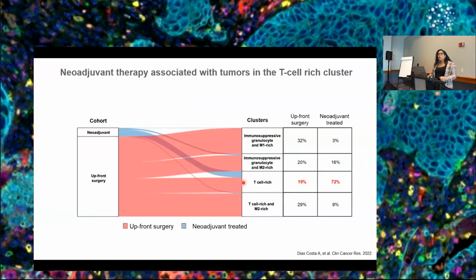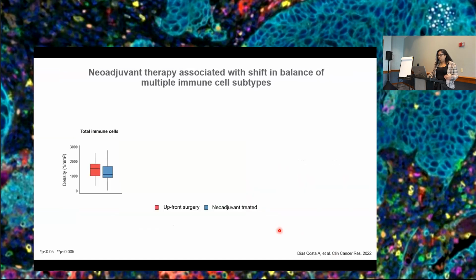Interestingly, when we included the neoadjuvant treated cases in this cohort, 72% of the neoadjuvant treated tumors clustered into the T cell rich cluster, the one that was associated with better outcomes. So then, to understand what was leading to this shift, we looked at each specific population.